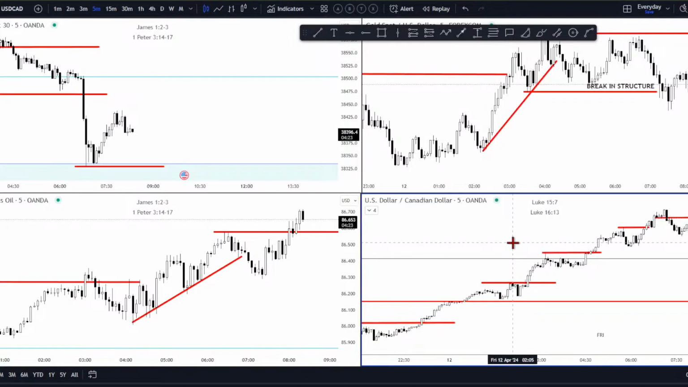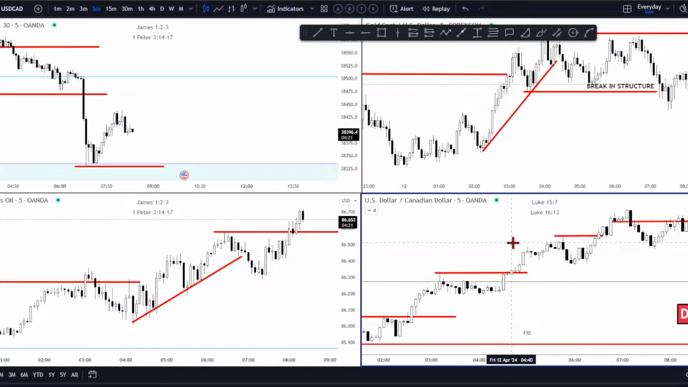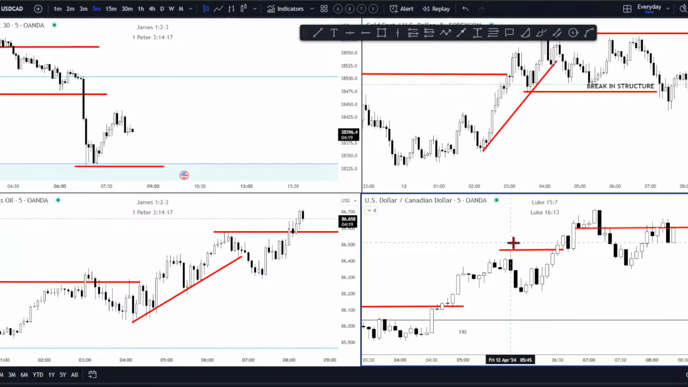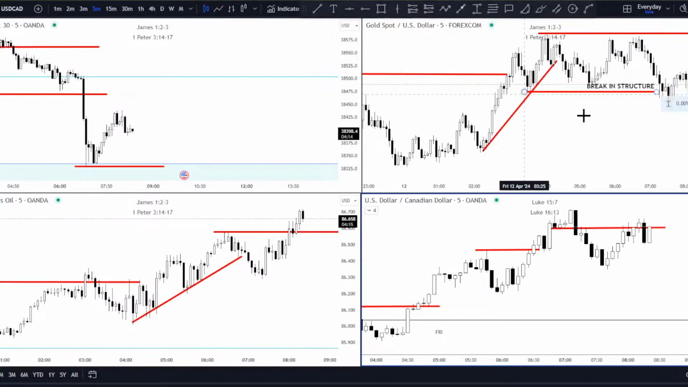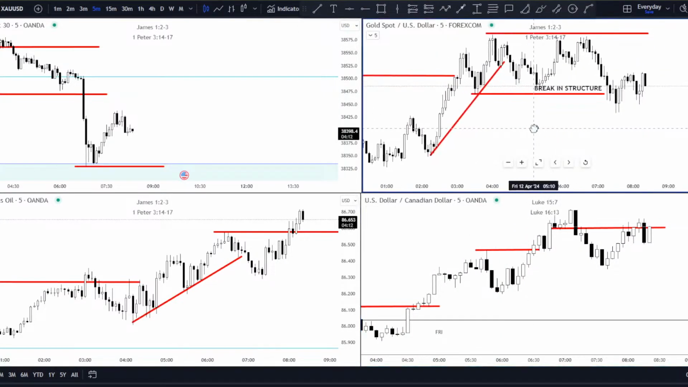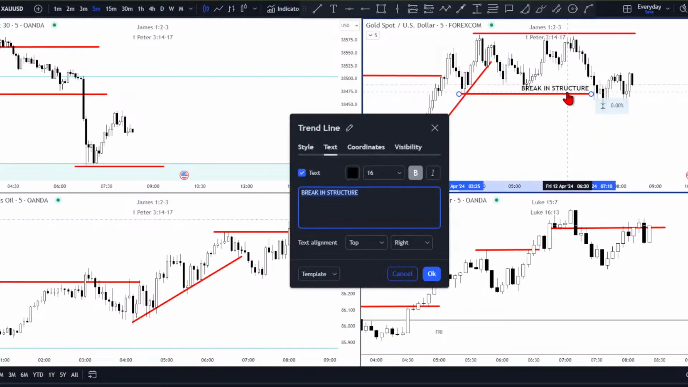No break in structure yet. Yep, it's very true. They're still just making higher highs and higher lows. And gold. Now, gold does have a break in structure to the downside, but we might see a sweep of the high first before we get that trade. So definitely interested here in gold.